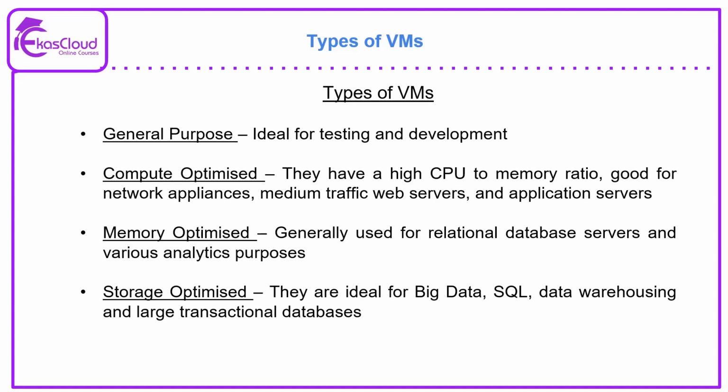We then have memory optimized. These have a high memory to CPU ratio. They are generally used for relational database servers and various analytic purposes. We then have storage optimized, so they have more storage capacity. They're ideal for big data, SQL data warehousing, and large transactional databases.